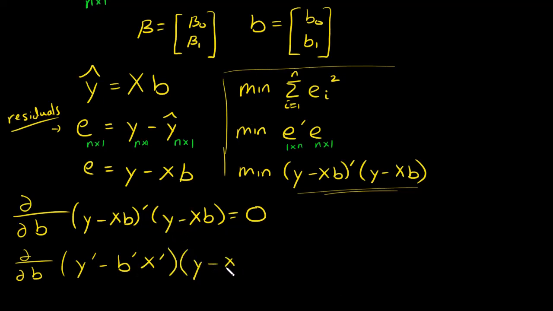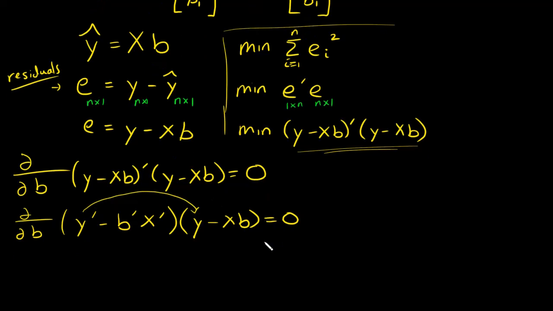Times (y minus Xb). Okay, so now let's go ahead and distribute these parentheses. The first thing I'll do is multiply y prime times y. Let me scroll down.